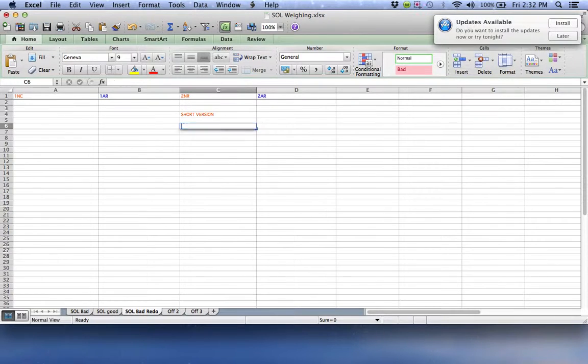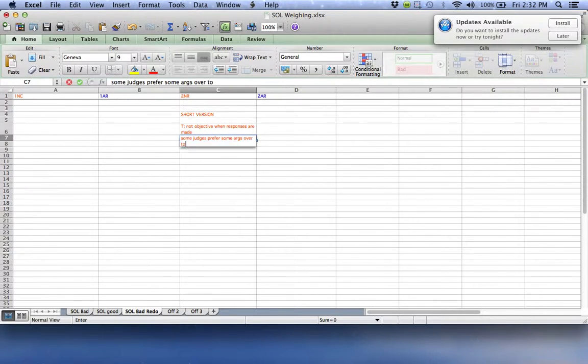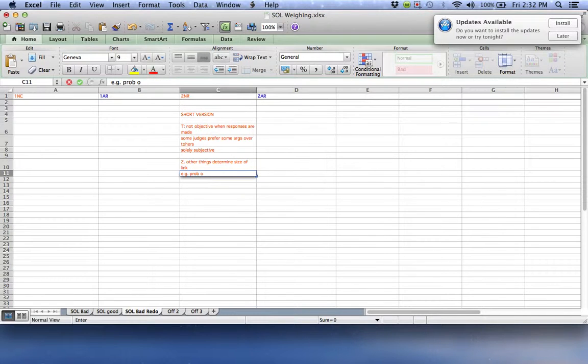Argument number one, turn. It's not objective when responses are made because some judges prefer certain arguments over others. For example, some judges prefer non-unique arguments, and other judges prefer empirical denials, which means that it's totally subjective. Argument number two: there are other things that determine the link and the size of link, not just the strength of link. For example, probability or empirical denials. And number three, you say maximize the clash, turn. You destroy impact weighing because people will simply focus on the link and not the impact. That's 31.